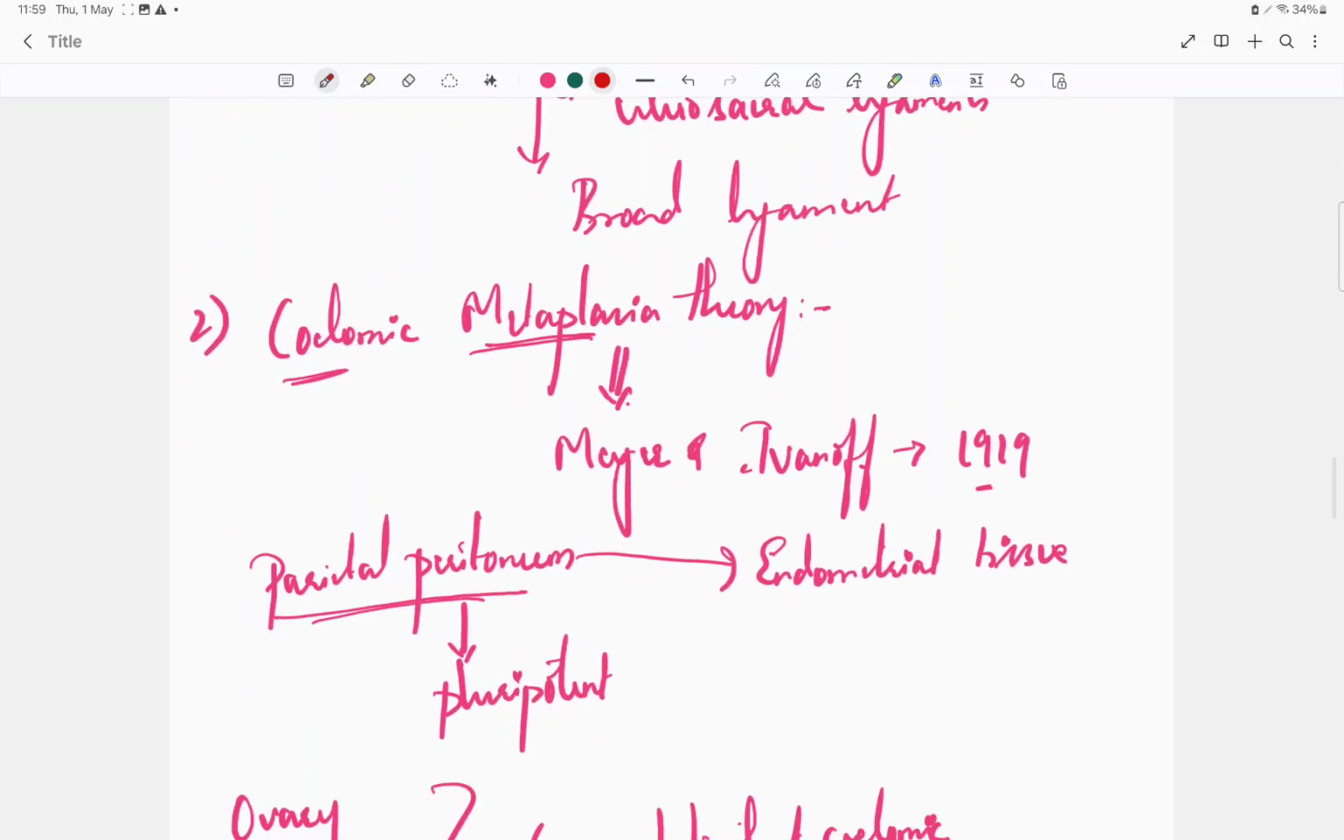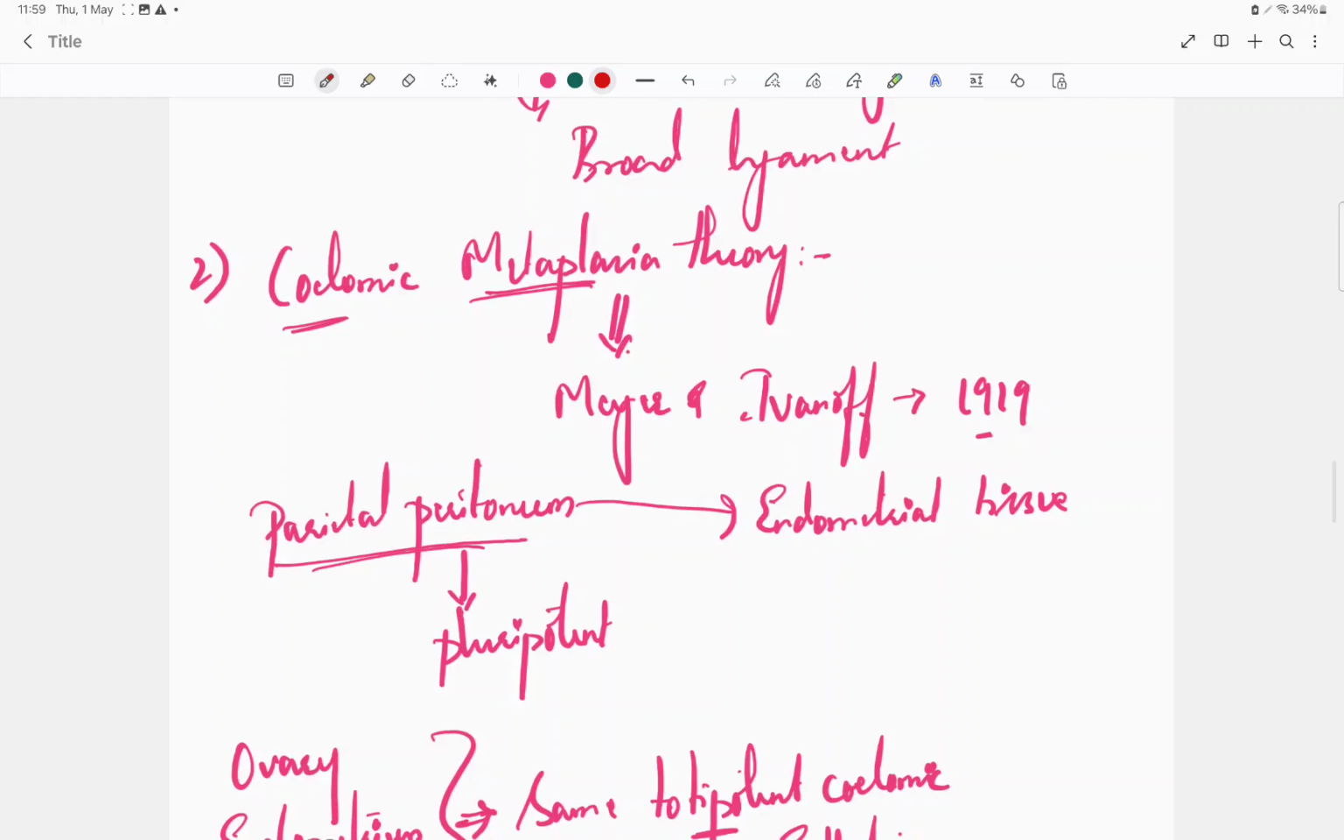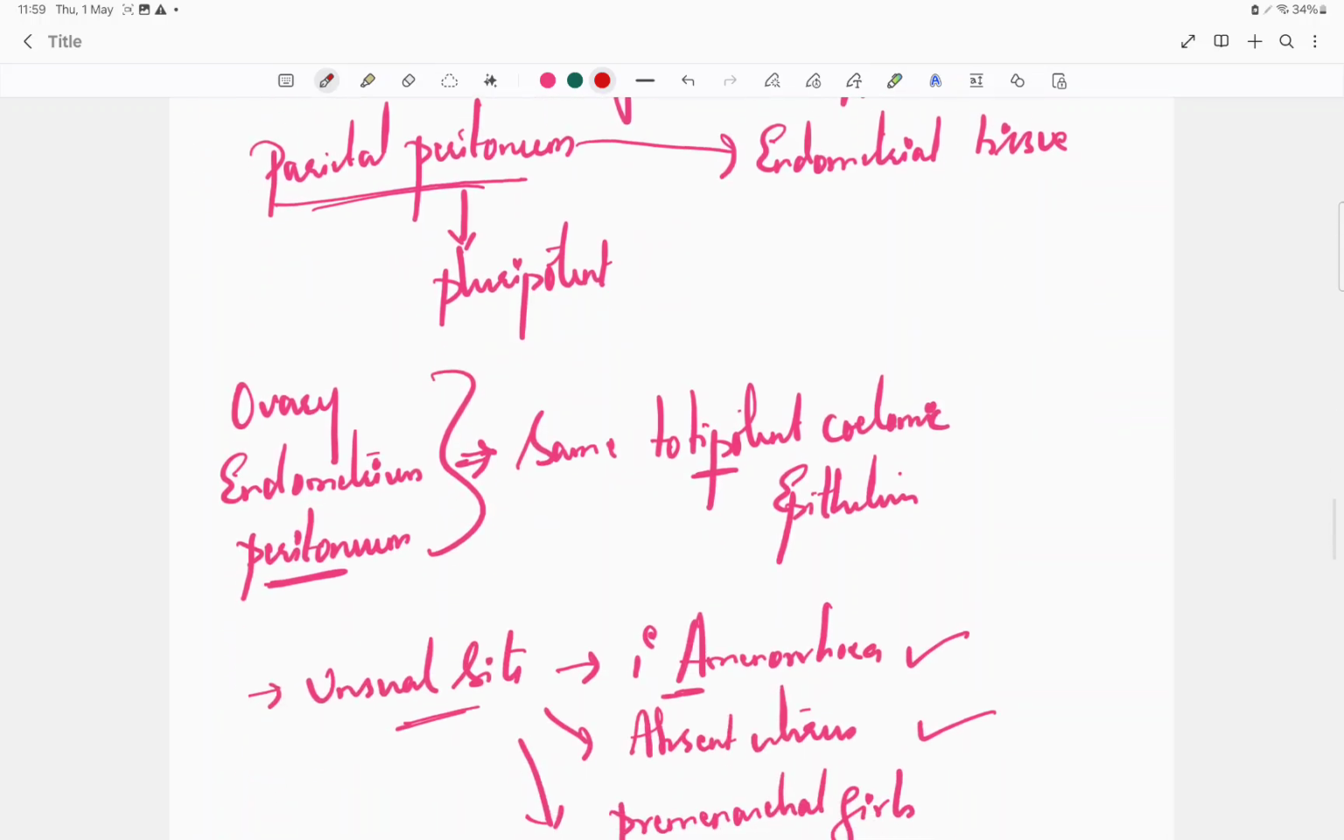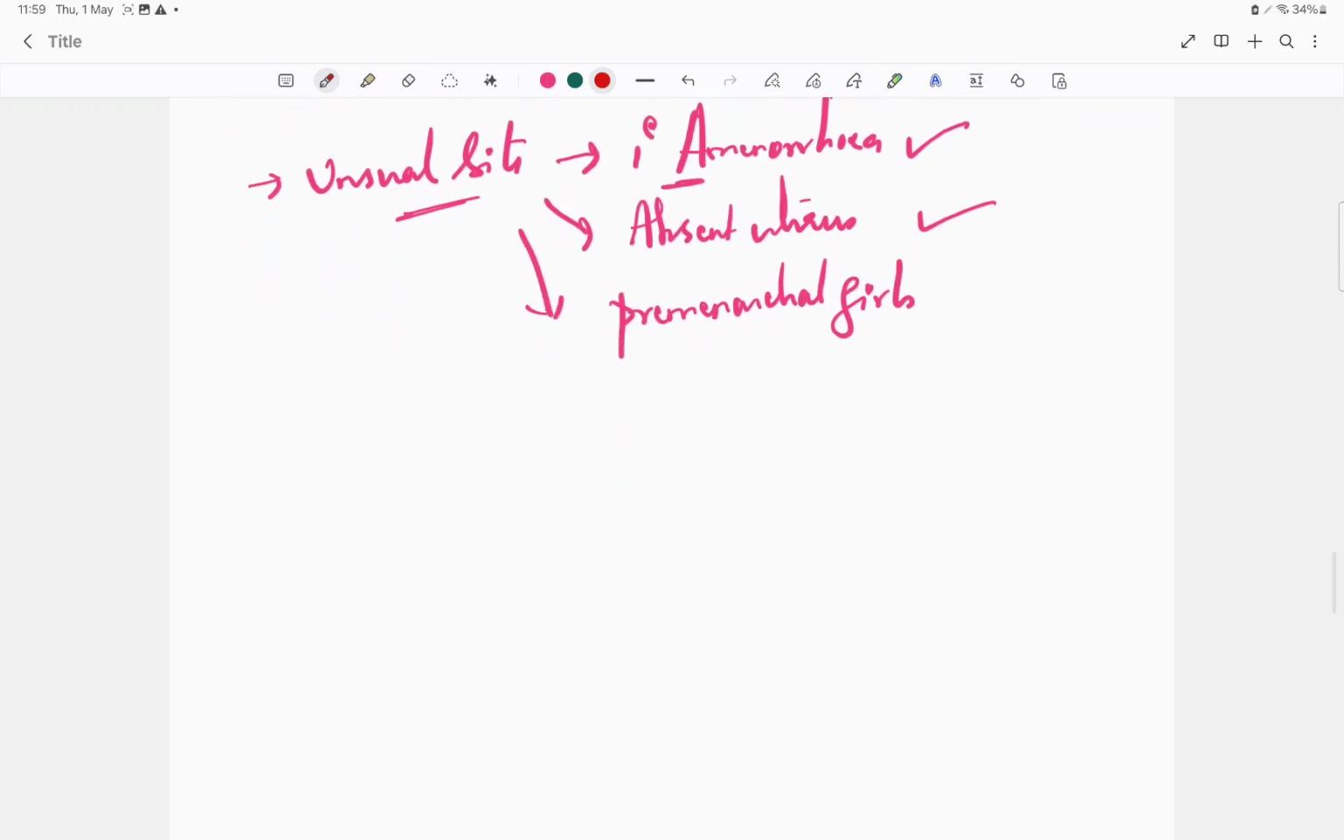Okay, but whereas this coelomic metaplasia, what does it tell? Even though the uterus is there or not, whether she is menstruating or not, whether she has attained menarche or not, she will still have endometriosis, because the endometriosis is happening because of the metaplasia of the parietal peritoneum, which has the same totipotent cells, coelomic epithelium. Okay, so this is the second theory.